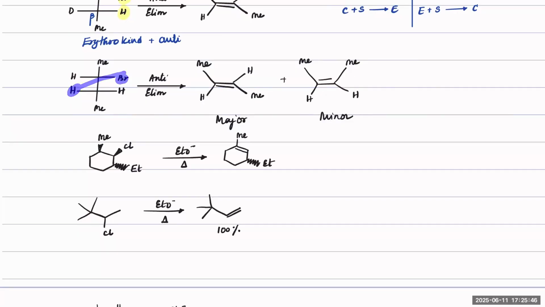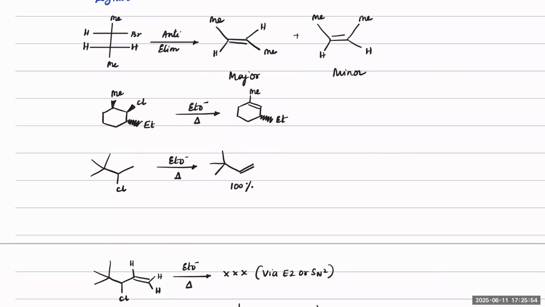If at all I do that, what I'm performing will be threo-kind now. On a threo-kind, if I make an anti, I should get cis. Here, chlorine is present, coming out of the plane, and here methyl is coming out of the plane. If methyl is coming out of the plane, hydrogen must be inside the plane, correct? And if hydrogen is inside, chlorine is outside, then I can make an anti-elimination.